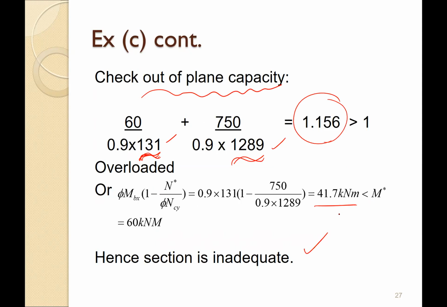So have you followed this example? Step by step: first section capacity, then in plane capacity, because we have restrained it not to buckle or bend in the out of plane direction. And then you have looked at the out of plane capacity.